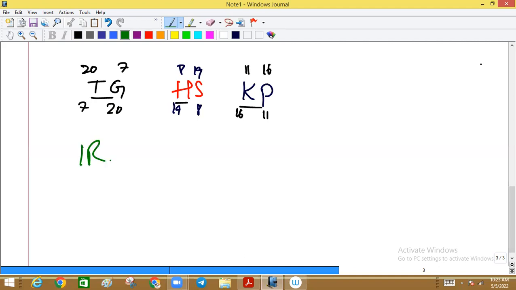Infrared, Indian Railways, International Relations, or some other. If you have any word, you can remember it. So what is I? 9. R? 18. I reverse 18. R reverse 9. You have to remember this one. Then after IR, JQ, Jack and Queen. J 10, Q 17, J reverse 17, Q reverse is 10.